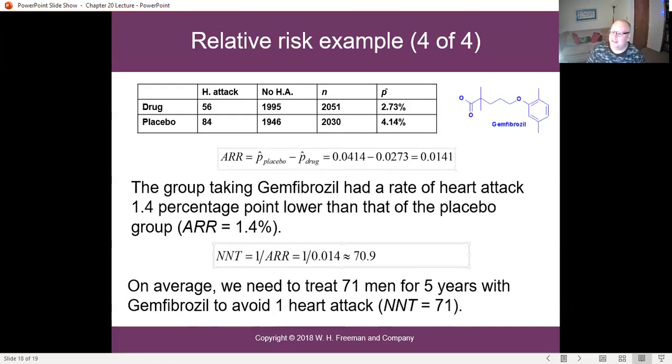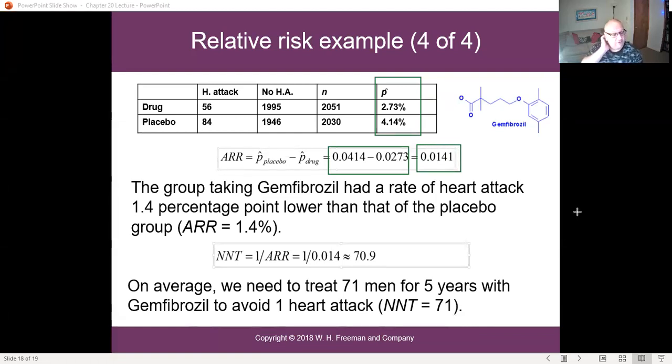Back to the story with the drug G. The group taking the drug G had a rate of heart attack 1.4 percentage points lower than that of the placebo group. In other words, if you look right here, you'll see the subtraction of these two numbers, this simple subtraction. That right there is the ARR.